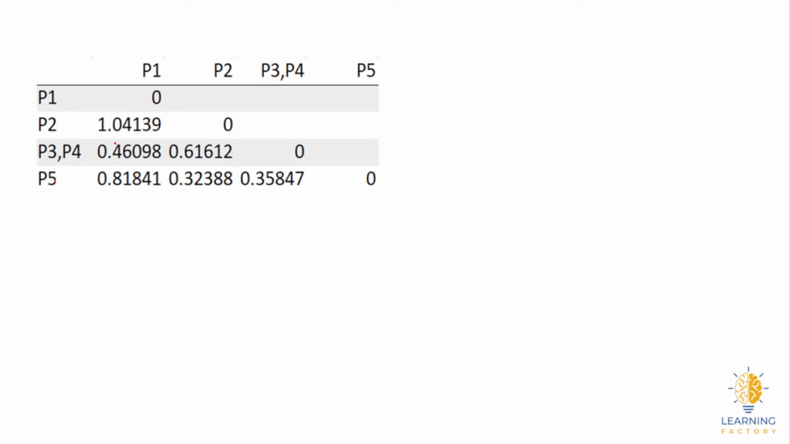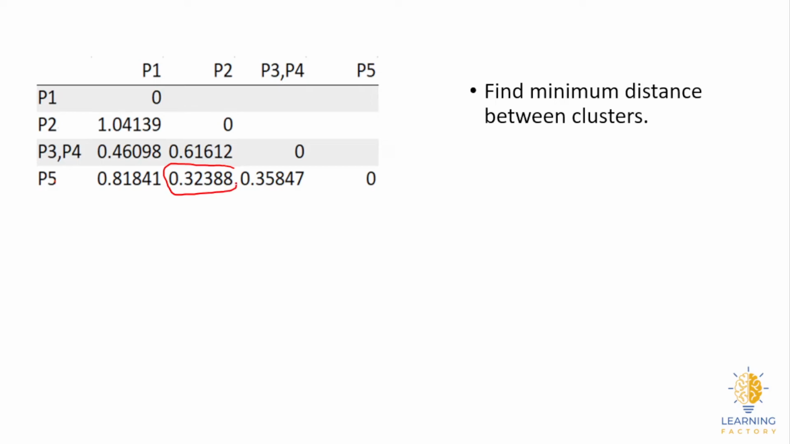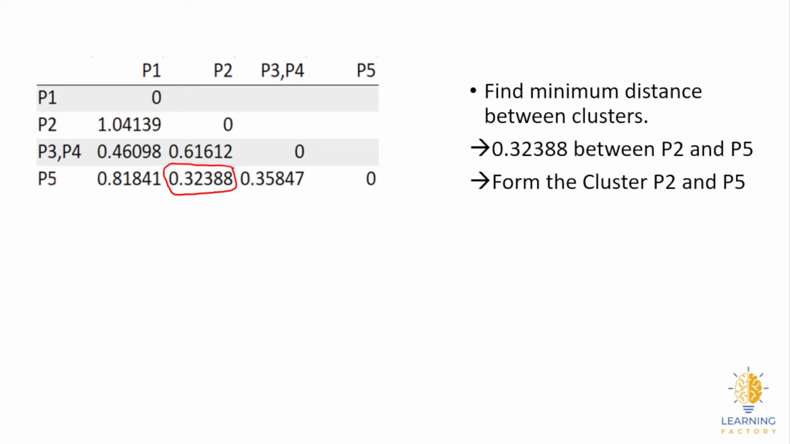Now on similar lines, what we are going to do next is we are going to find the minimum distance between the clusters. So here we are having the minimum distance between two clusters, and that is 0.32388. Okay, so this tells us that we need to cluster these two data points P2 and P5. Okay, so we are going to cluster now P2 and P5, and we are going to update the dendrogram.